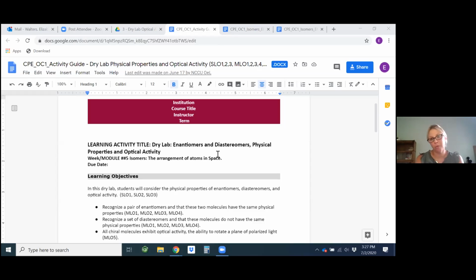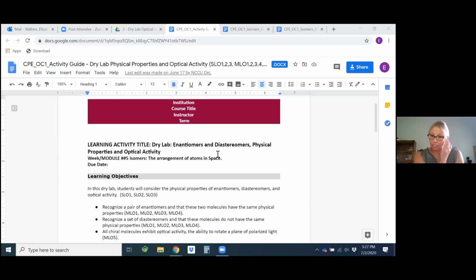Prior to getting to this point, in terms of the content of the module, there were learning activities with respect to constitutional and stereoisomers, and then taking stereoisomers and differentiating between enantiomers and diastereomers, as well as teaching the students and learning about RS designation. There would ideally be a learning activity, which there is, that could be a lecture type activity on optical activity prior to the dry lab.